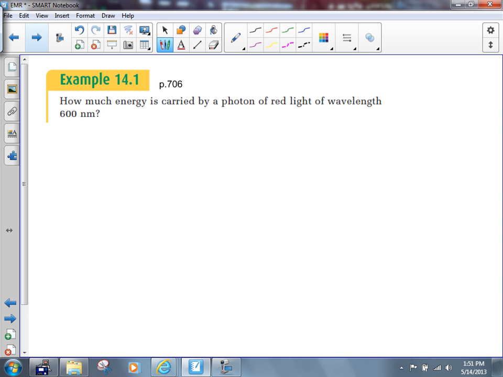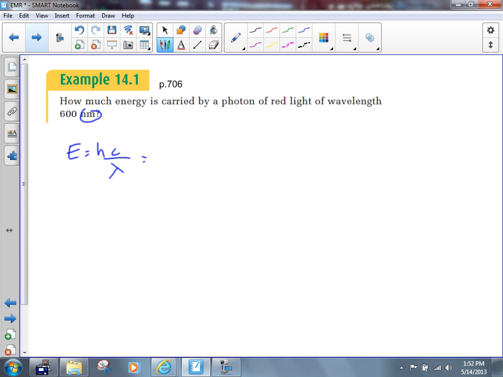Okay, the first one, really straightforward. How much energy is carried by a photon of red light that has a wavelength of 600 nanometers? Let's use E is equal to hc over lambda. H times f is also valid, but since we don't know what frequency is and we do know what wavelength is, we might as well use this.